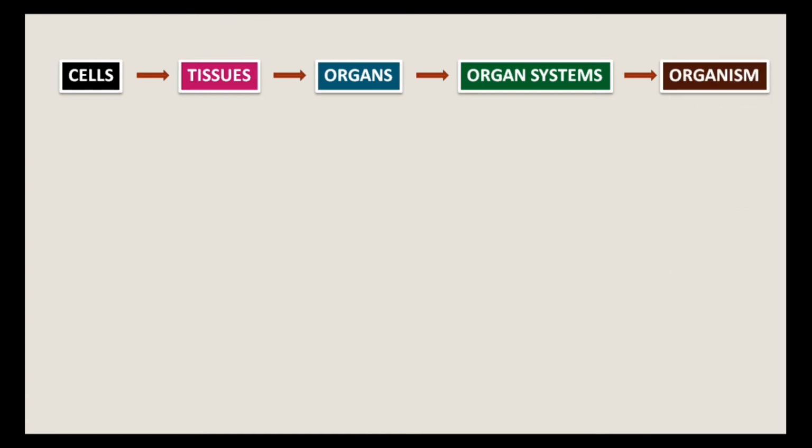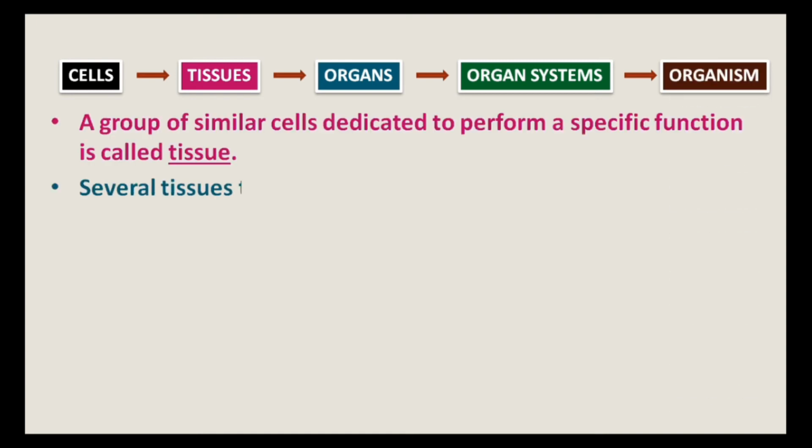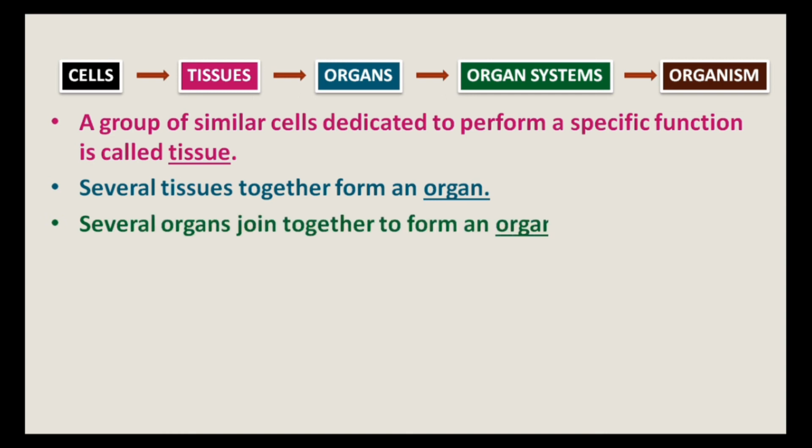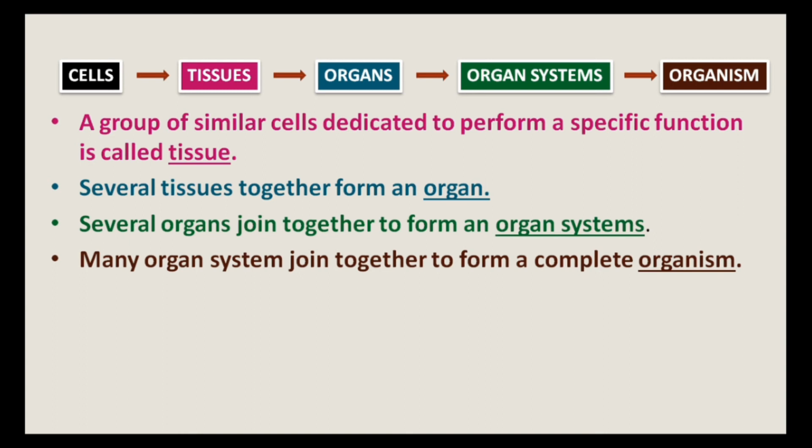A group of similar cells dedicated to perform a specific function is called tissue. Several tissues together form an organ. Several organs join together to form an organ system. Many organ systems join together to form a complete organism.